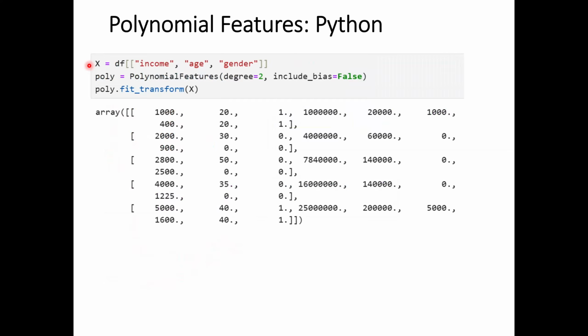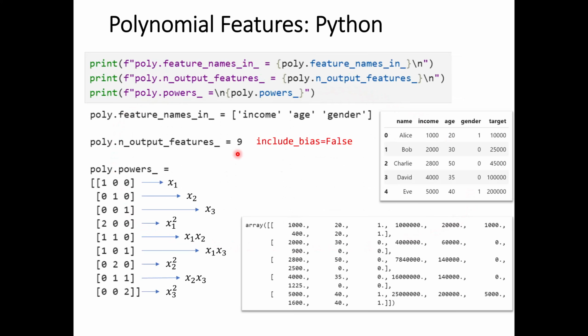If we now apply PolynomialFeatures with degree 2 to all 3 features of our dataset, we will get a matrix like this. The number of features will be 9, not 10, because we removed the column of ones. Here we can see the degree of each original feature in every new feature. The first 3 positions contain the original features.